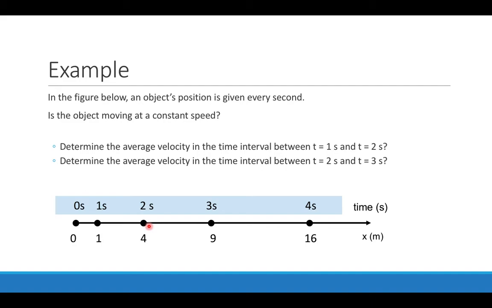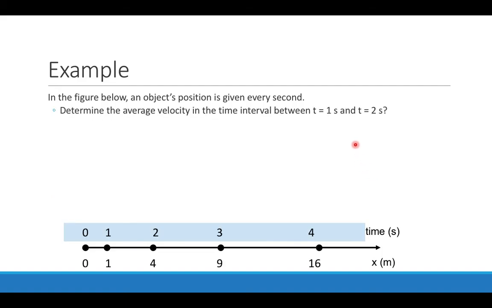So we're going to answer two questions. We're going to determine the average velocity, not speed, in the time interval between 1 second and 2 seconds, and the average velocity between 2 and 3 seconds. And we're going to see how those average velocities compare over those 1 second time intervals. So let's start with the 1 second to 2 second time interval. Here's my 1 second and here's my 2 second.